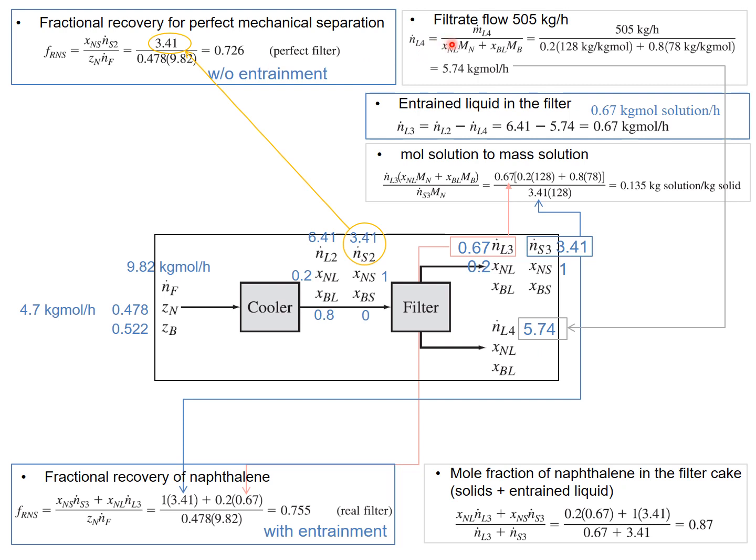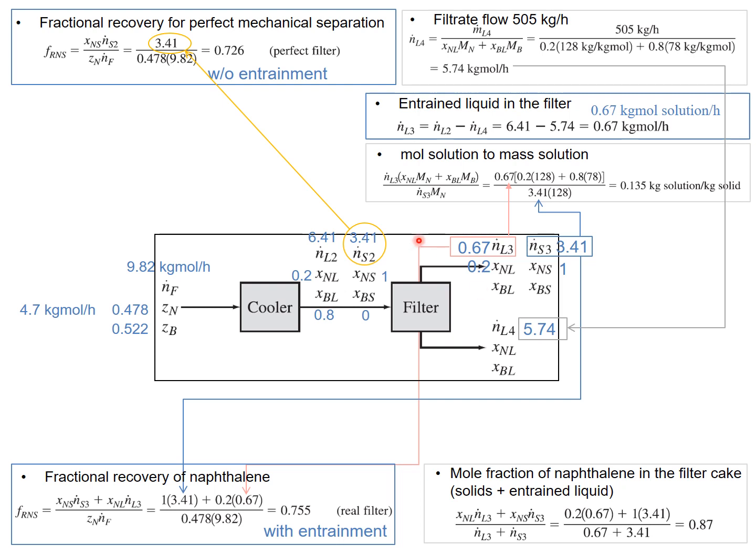Then let's think about some entrainment. From the problem statement, the filtrate flow was fixed at 505 kg per hour. So let me change this mass flow rate into a molar flow rate. That is 5.74 kg mole per hour for the total flow rate of liquid in stream 4, the filtrate stream. Then let me calculate the entrained liquid amount in the filter.